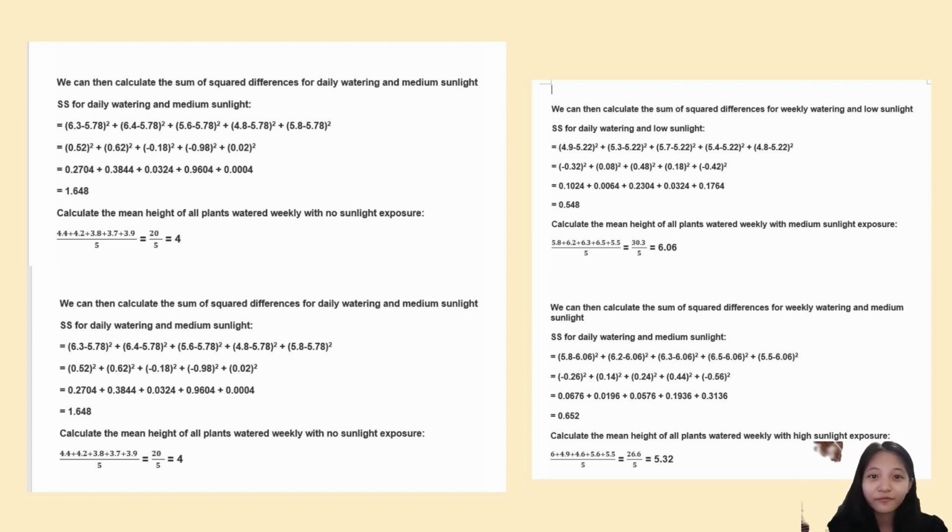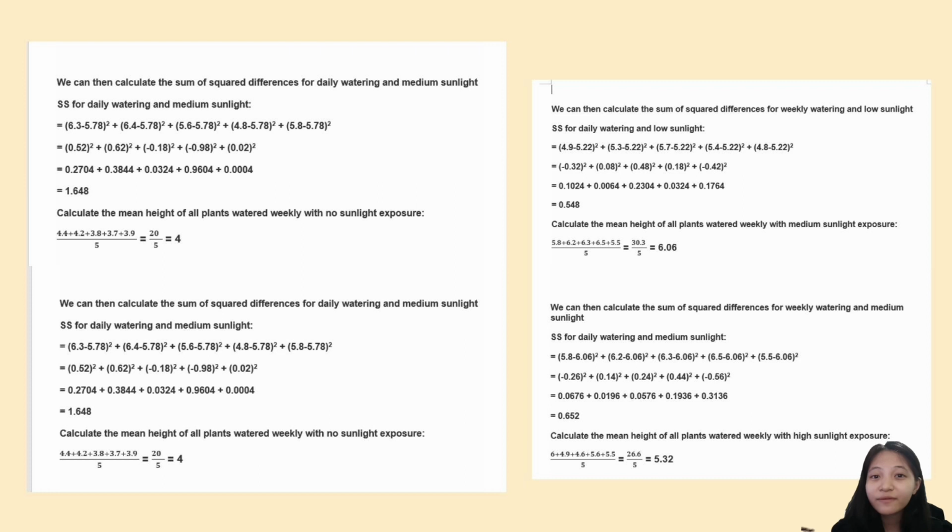Let's calculate the mean height of factor B with medium sunlight exposure. So 5.8 plus 6.2 plus 6.3 plus 6.5 plus 5.5 divided by 5 equals 30.3 divided by 5 equals 6.06. So given the mean, which is 6.06, we can then calculate the sum of square differences for factor B with medium sunlight exposure. So 5.8 minus 6.06 squared plus 6.2 minus 6.06 squared plus 6.3 minus 6.06 squared plus 6.5 minus 6.06 squared plus 5.5 minus 6.06 squared equals 0.652.